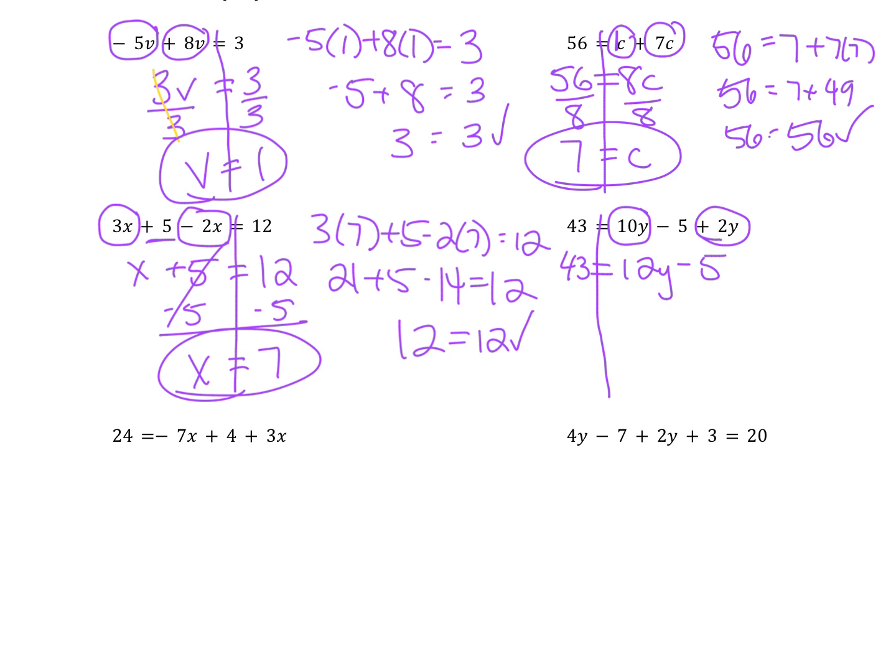From here, we add 5 to both sides. Those 5s are going to cancel out. 43 plus 5 gets us to 48. That equals 12y. Then the last step would be to divide by 12. 48 divided by 12 is 4. So that is our answer for this one.